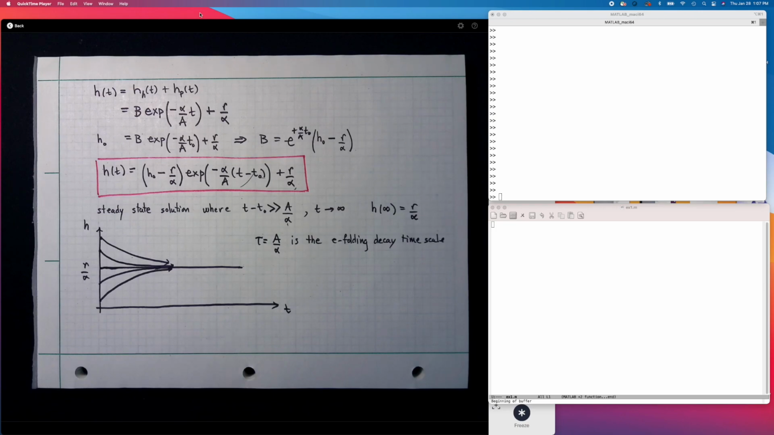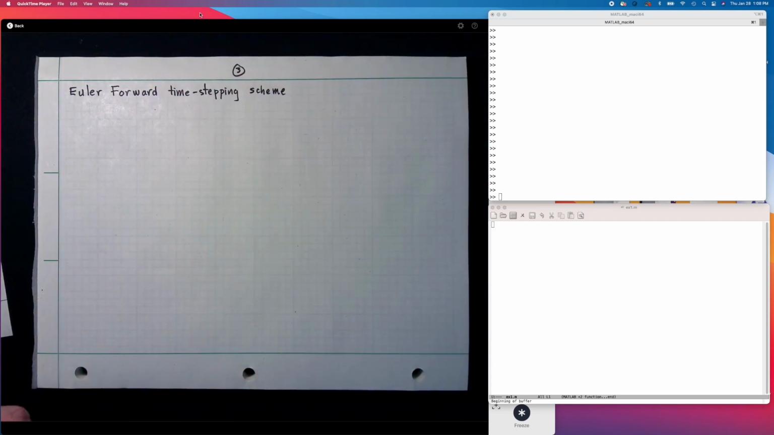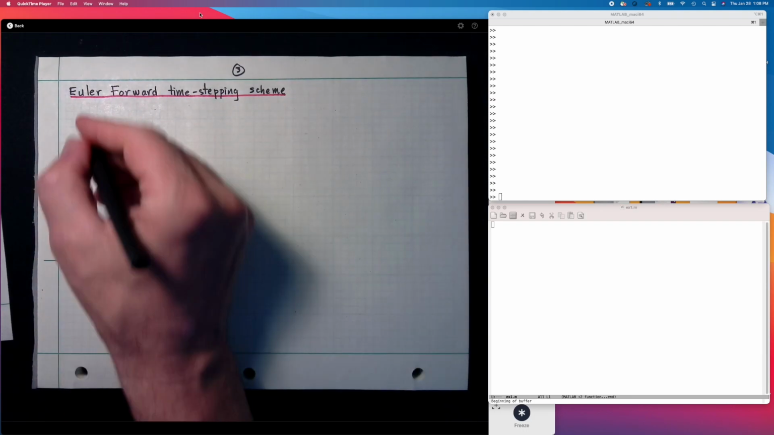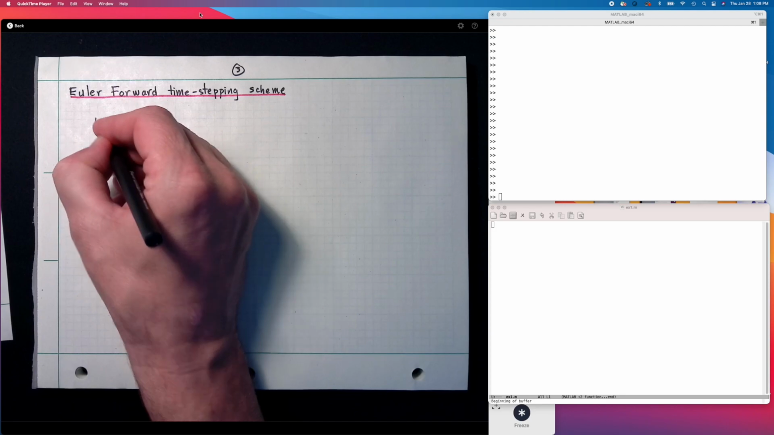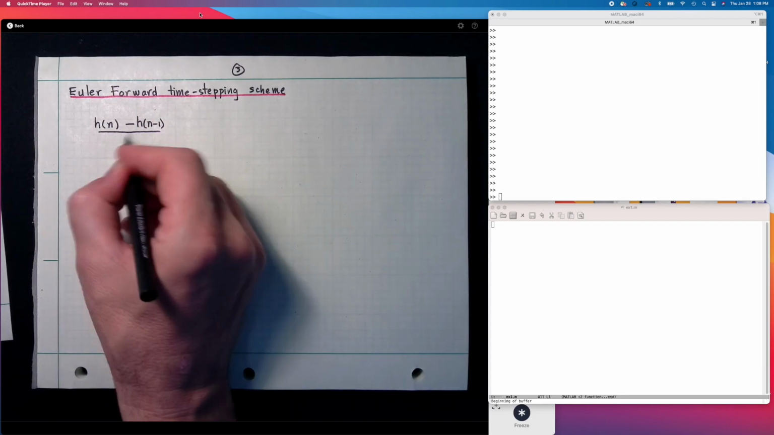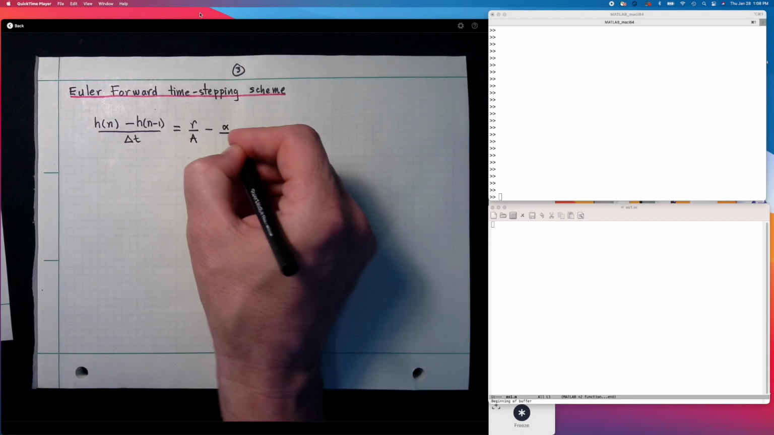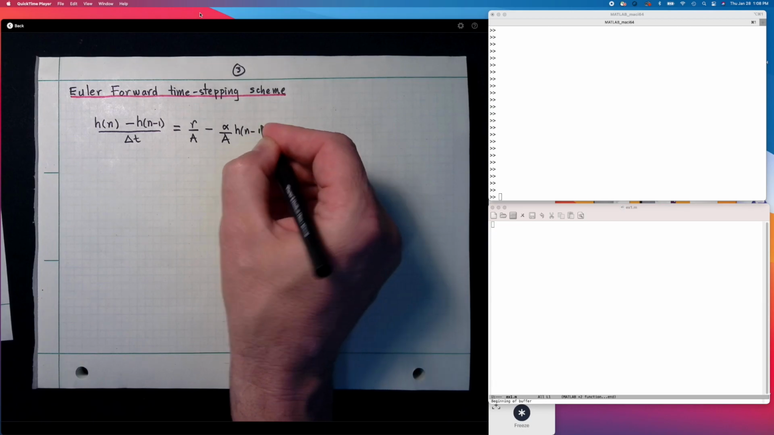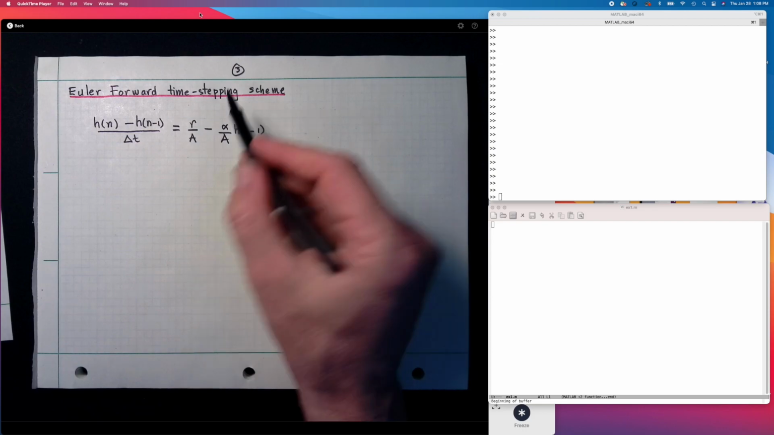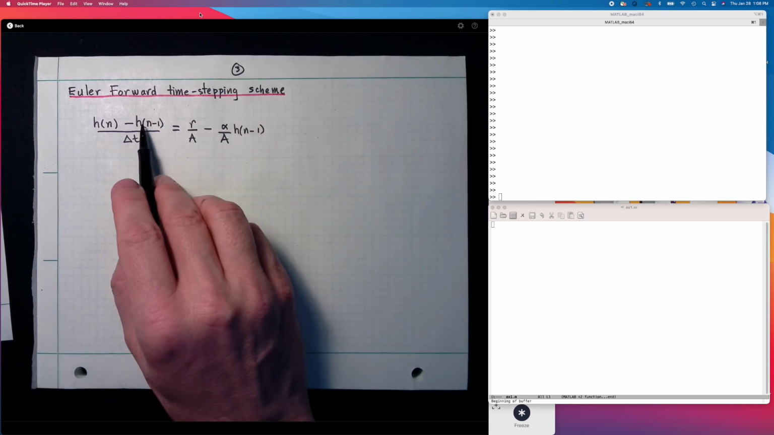All right, now we want to look at how we would solve the solution numerically using either Euler forward or Euler backwards. So let's do that. So this is page 1, page 2, and let's do a numerical solution. Discretizing in time, we have h at time step n minus h at time step n minus 1 divided by delta t is equal to r over a minus alpha over a h at n minus 1. So this is the Euler forward, in that we evaluate the time rate of change at the left side of the time interval.